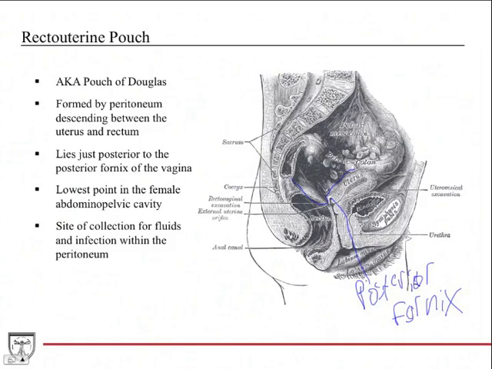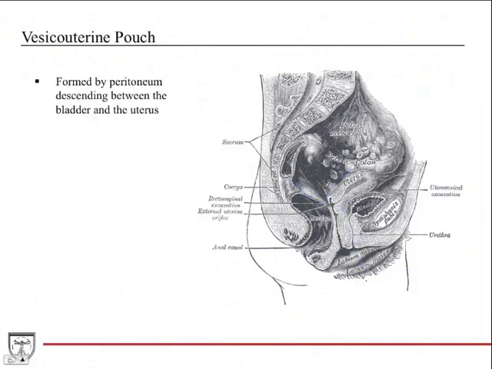And the other is you could sample it. So you could stick a needle up through the vagina into this posterior fornix and go just through the posterior fornix here and collect fluid lying here in the pouch of Douglas. The vesicouterine pouch, just again, it's peritoneum here descending between the uterus and the bladder.